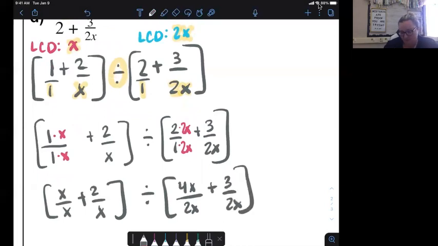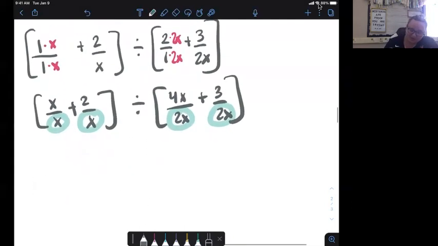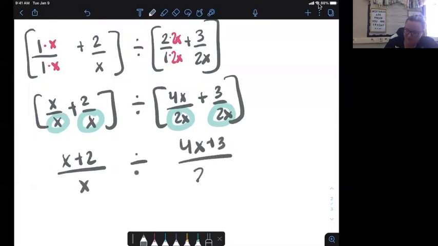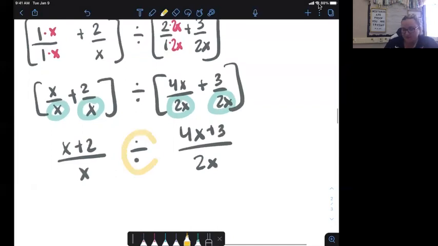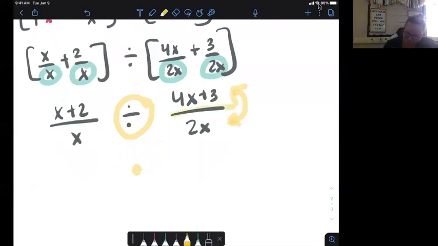All right. And now that we have the same denominators, we can go ahead and add to simplify. So x plus 2 over x, divided by 4x plus 3 over 2x. Now, hopefully you recognize, because we have a fraction divided by a fraction, we can change it to multiplication and flip the second fraction. So you should have (x plus 2) over x times 2x over (4x plus 3).